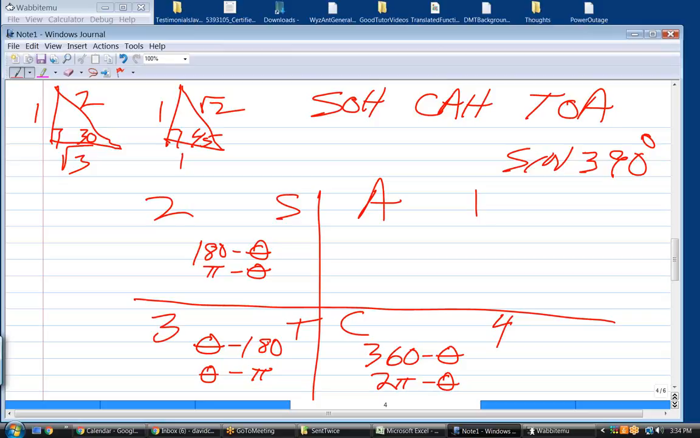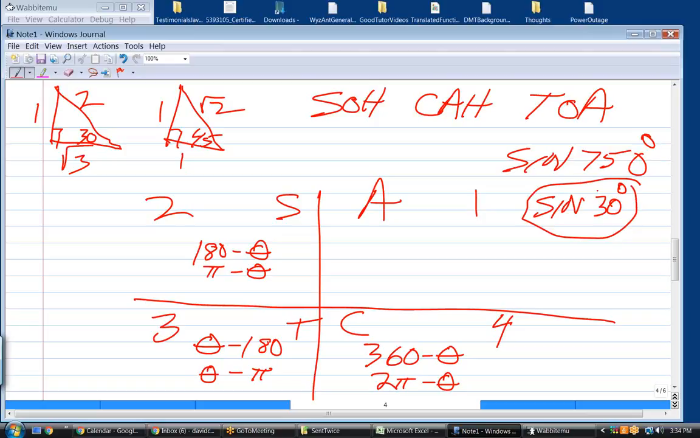Well, you have to find the reference angle. Take out as many 360s as you can. So you can take out 1. That's the same exact problem as the sine of 30. Or if I said, what's the sine of 750? Well, now I'm going to take out 720 degrees and end up with the reference angle as the sine of 30.